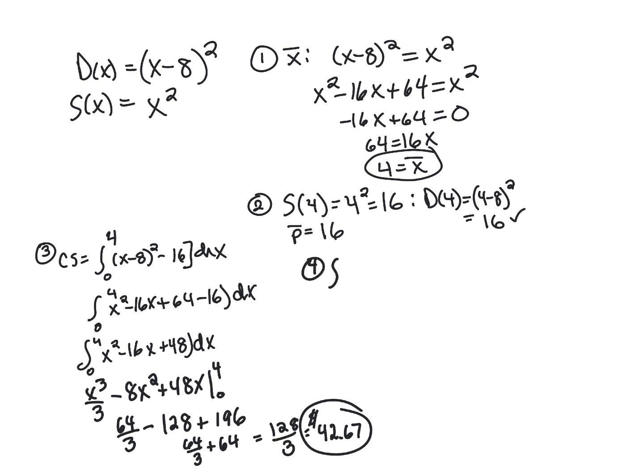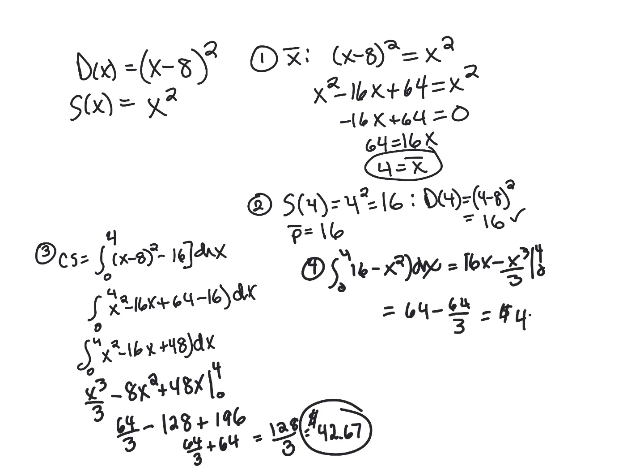Producer surplus, the integral from 0 to 4 of P bar minus the supply curve. This is going to give me 16x minus x cubed over 3 from 0 to 4. This is 64 minus 64/3, and I get 42.67. I made a mistake.